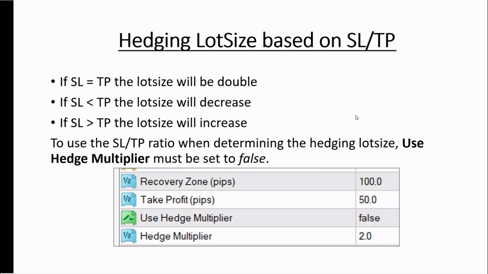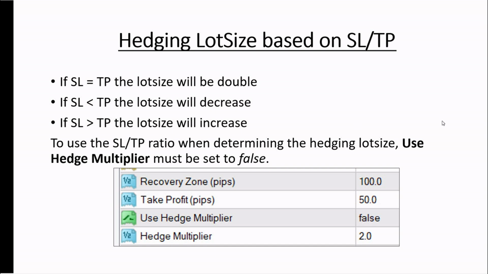If you want to calculate the lot size of the hedging orders based on the relationship between the stop loss and take profit, first of all, make sure that the use hedge multiplier is set to false. And then the Expert Advisor will determine the lot size like this. If the stop loss equals the take profit, then the lot size of the hedging order will double. If the stop loss is smaller than the take profit, the lot size will decrease, and if the stop loss is bigger than the take profit, the lot size will increase.